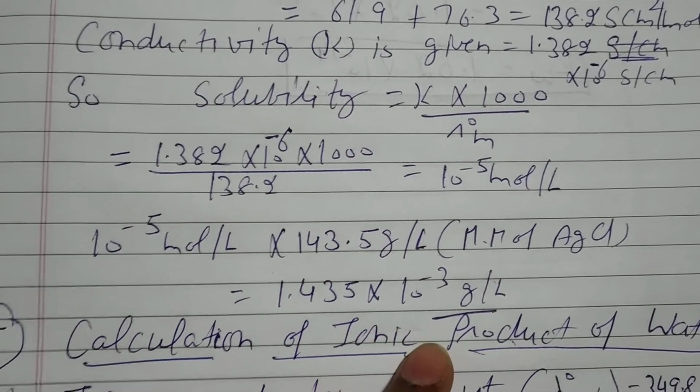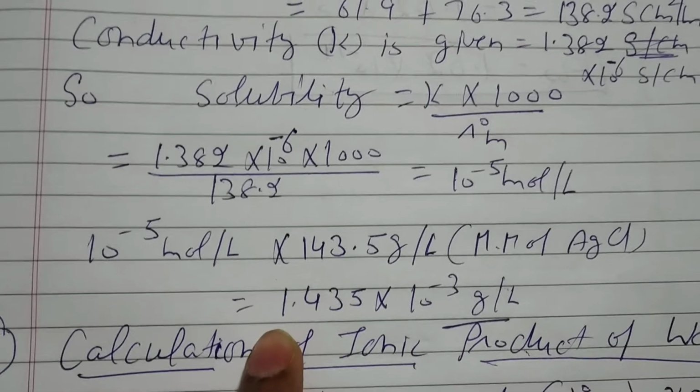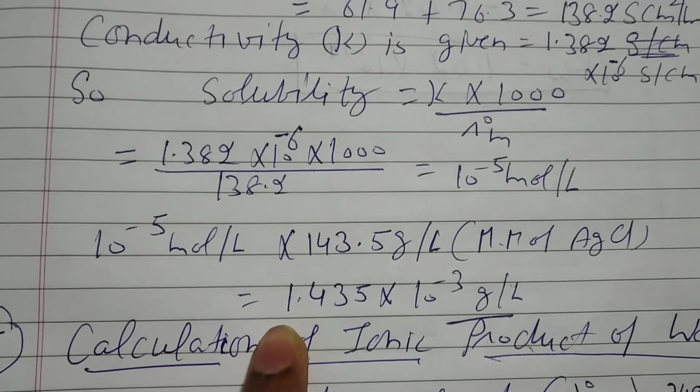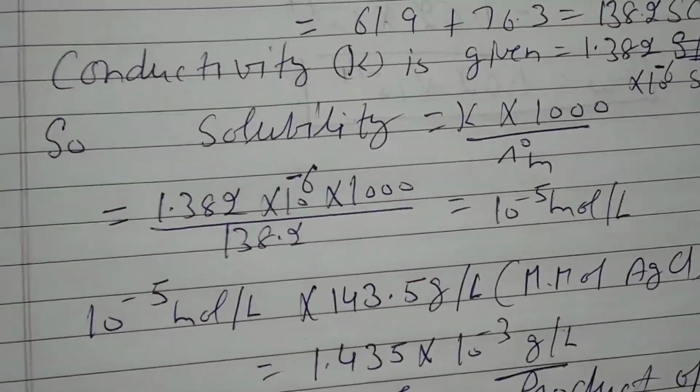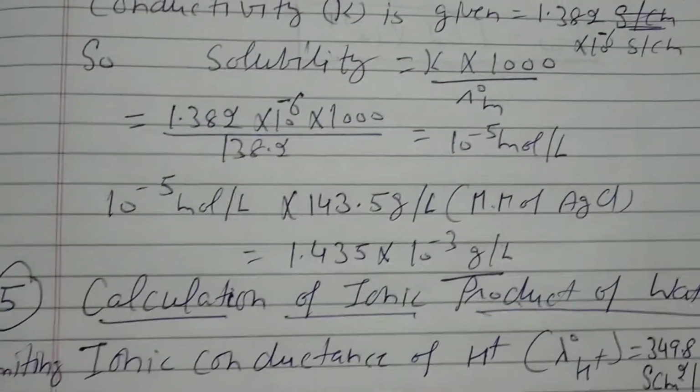This means, how much silver chloride dissolves in 1 liter? 1.435 × 10^-3 gram, which is very less. That's why these are called sparingly soluble salts.